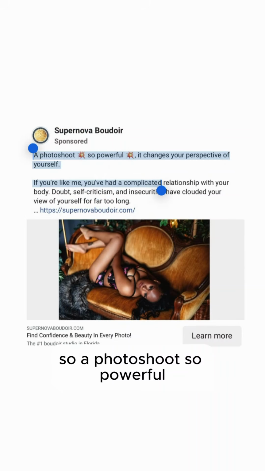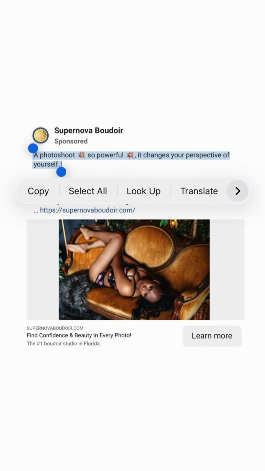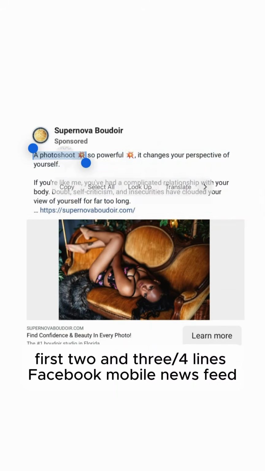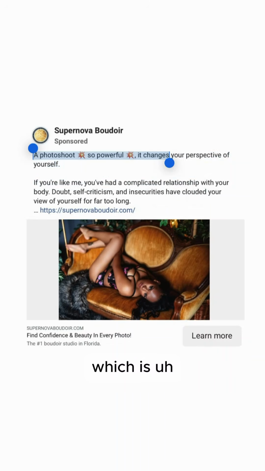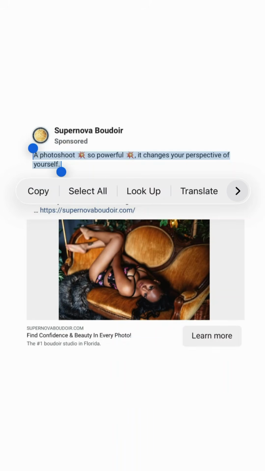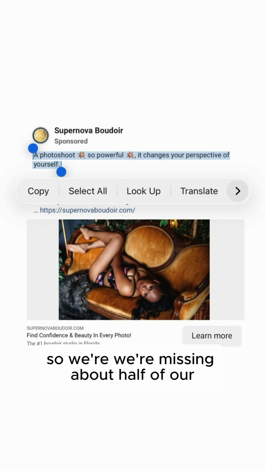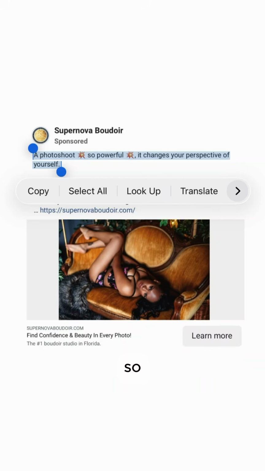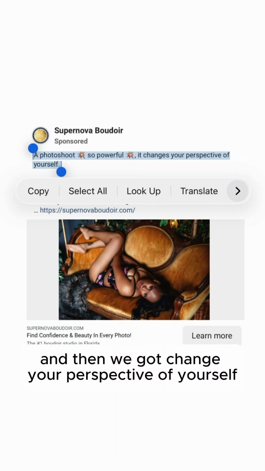Now, going up here. Photo shoot's so powerful, it changes your perspective of yourself. All right, so looking at the See More headline here, the first 2 3/4 lines on the Facebook mobile news feed is only here, first line and an eighth. So we're only using like 40% of our space here. So we've got photo shoot, and then we've got change your perspective of yourself.